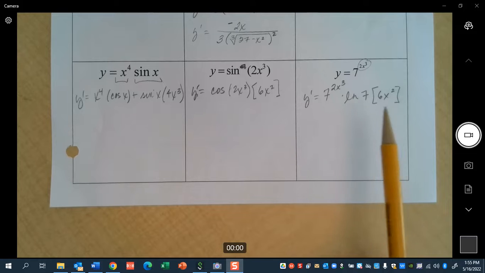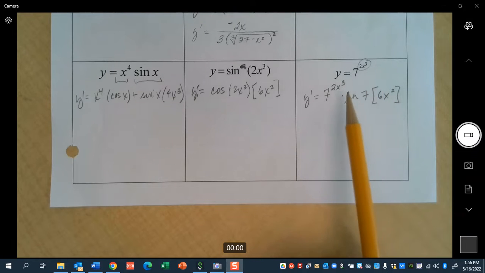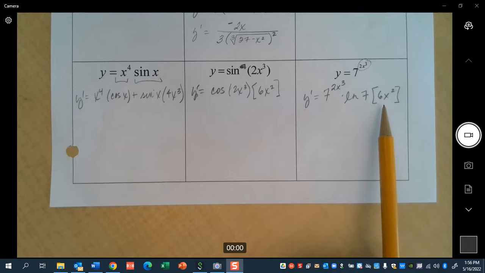This one's kind of fun. 7 to whatever this power is. The derivative of that is 7 to that power times the natural log of the base, which is 7, and then times the derivative of what's inside.